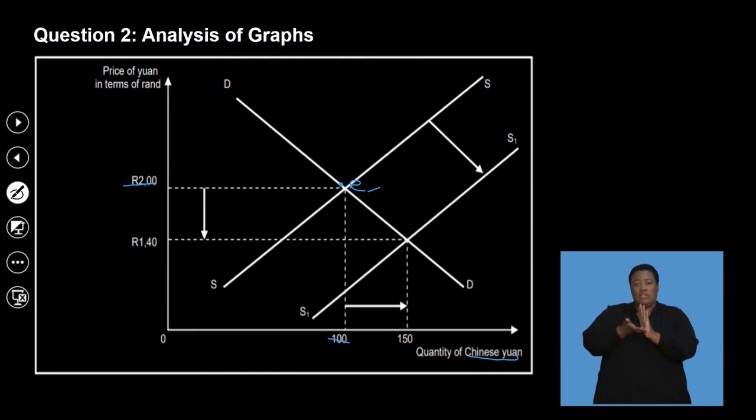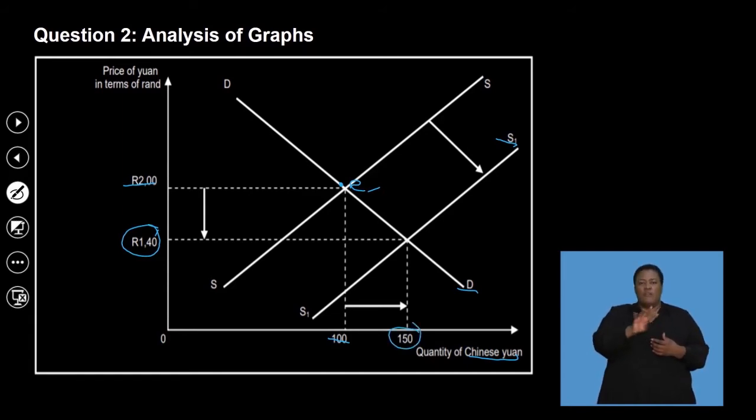Now, there was an increase in the supply of the yen from S to S1, as you can see, and our demand remained the same. Now, the value of the yen has gone down from 1 yen to 2 rand to about 1 yen to 1 rand 40. Our quantity has gone up there.